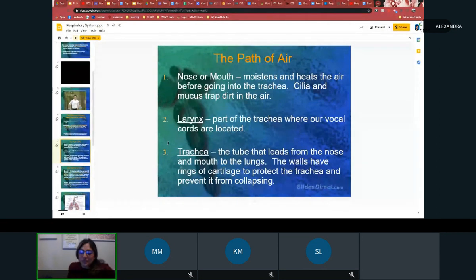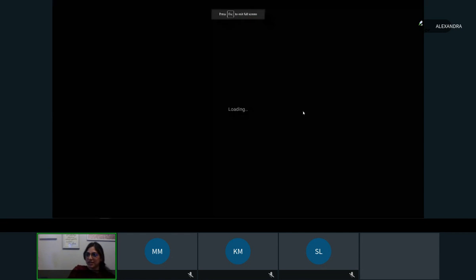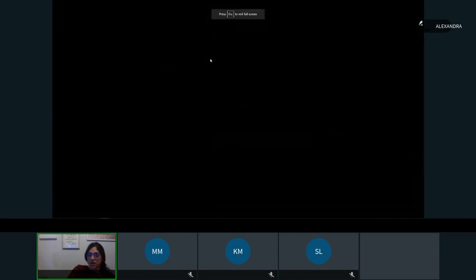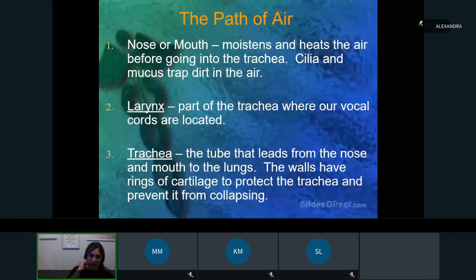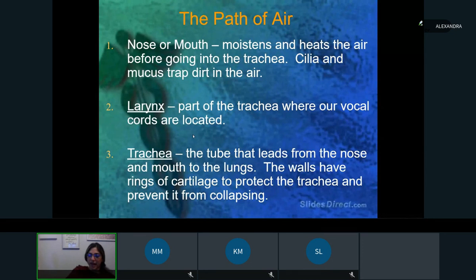Anyway, okay. So as we move forward, are there any questions on the nose, mouth, the larynx, the trachea? This is the pathway of how oxygen travels into our body. Okay.